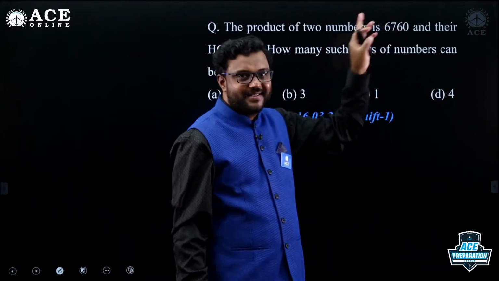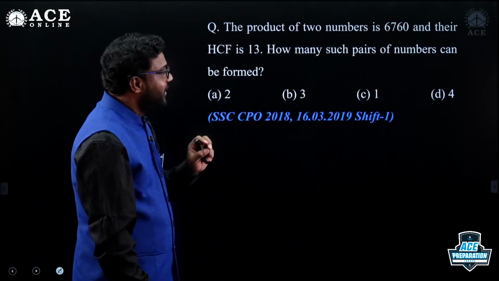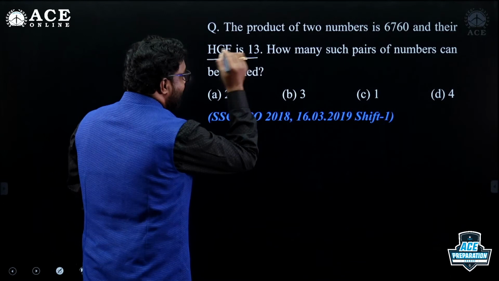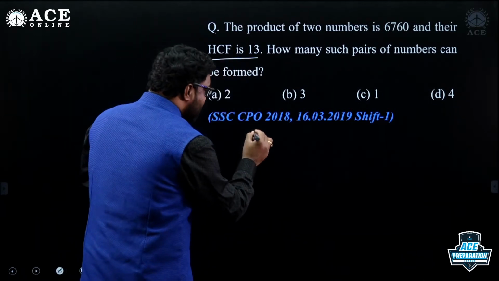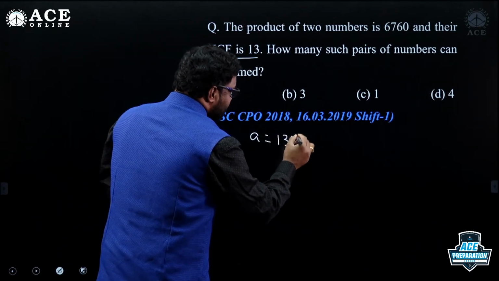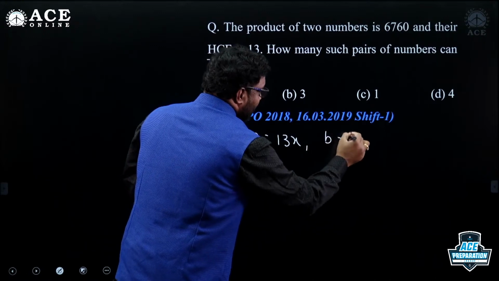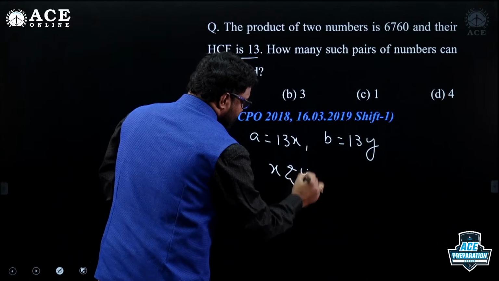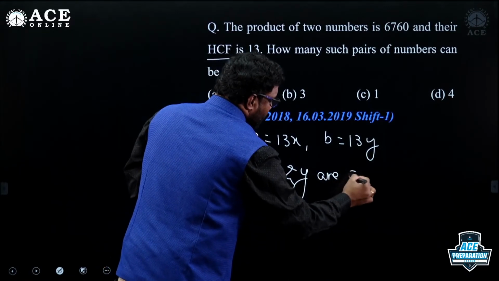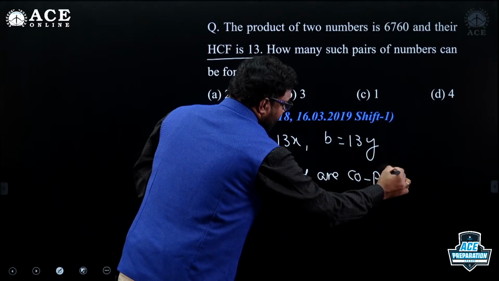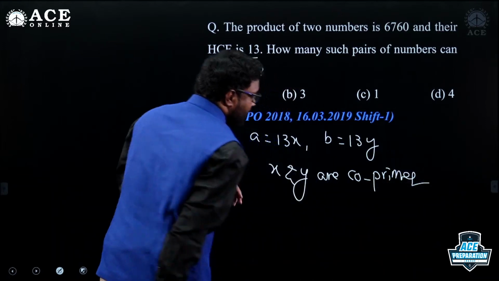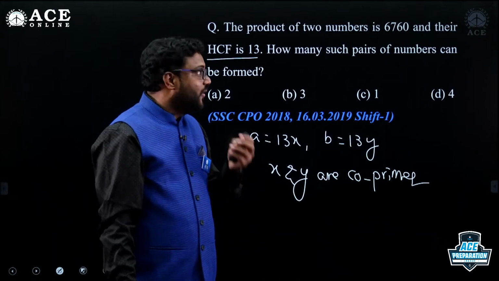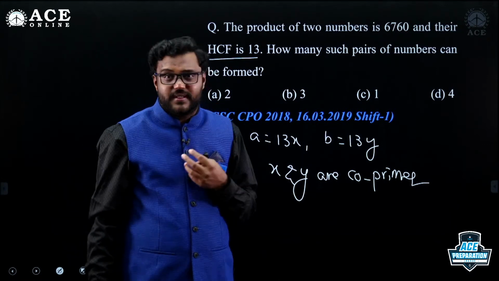Product of two numbers, previous question. A into B. HCF is 13, they clearly mentioned. So the numbers are 13x and 13y, and x and y must be co-primes. Otherwise, HCF 13 is wrong. x and y must be co-primes, otherwise HCF will be disturbed. Now product of two numbers is 6,760.